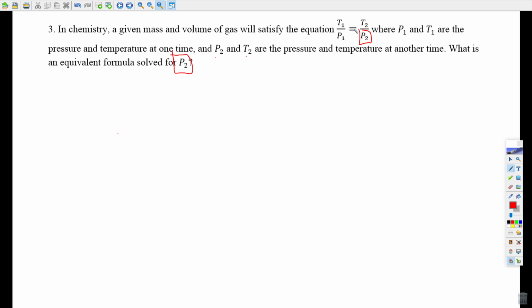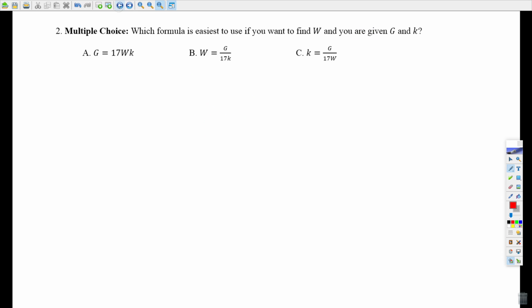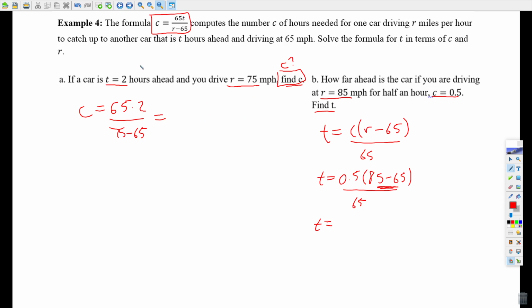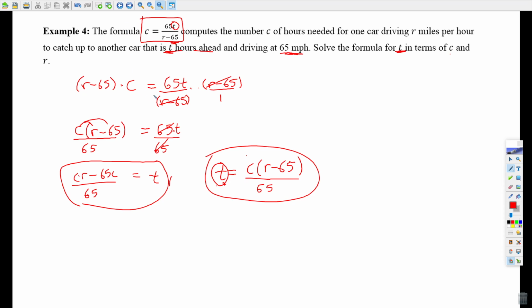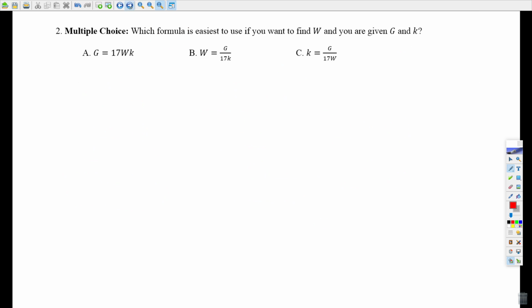So our goal is to get this by itself. So you have T1 over P1 equals T2 over P2. So how do we get P2 by itself? Remember back here, I got rid of the fraction part by multiplying both sides by the bottom part. I'm going to do that here as well.